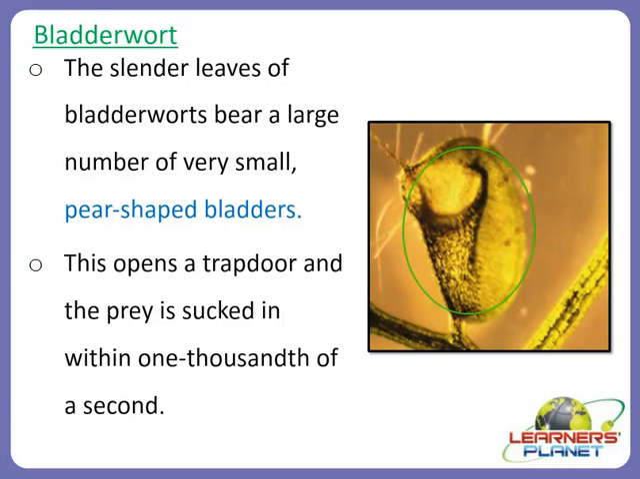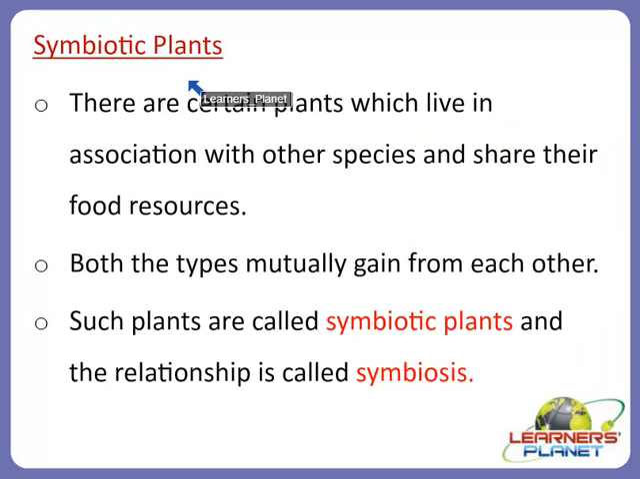Now, let us move on to another category of plants, symbiotic plants, which also show heterotrophic mode of nutrition. So what are these type of plants? The plants which live in association with other species and share their food resources are called symbiotic plants. Both the types mutually gain from each other. The types means the plants which are going to get the nutrition and the plants which are actually providing the nutrient to that plant.